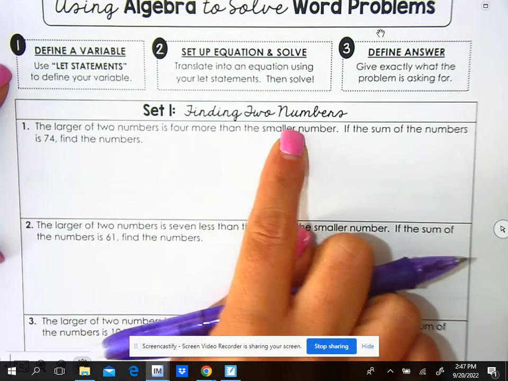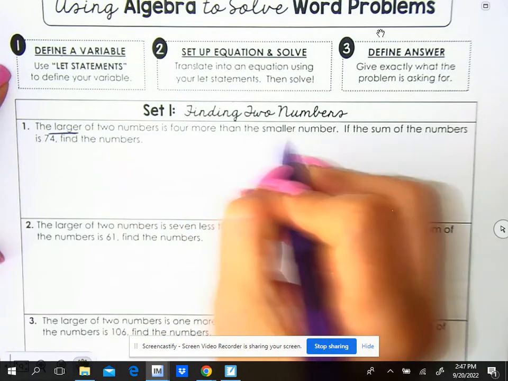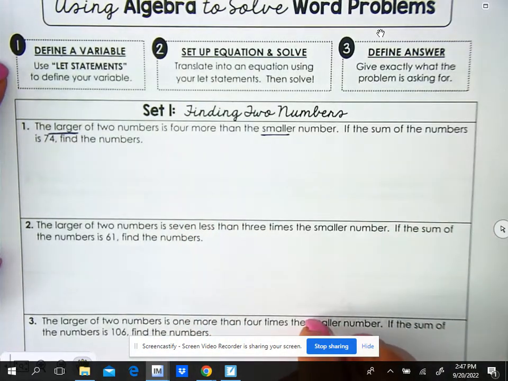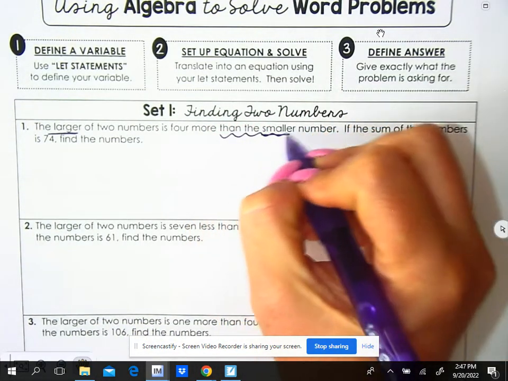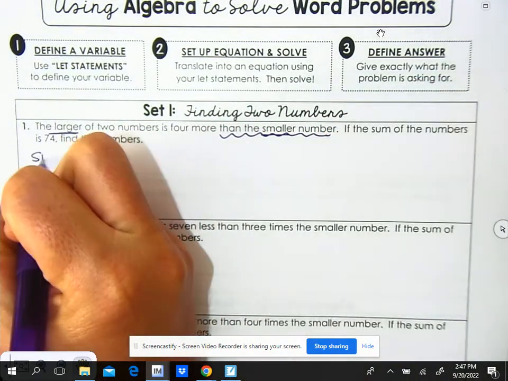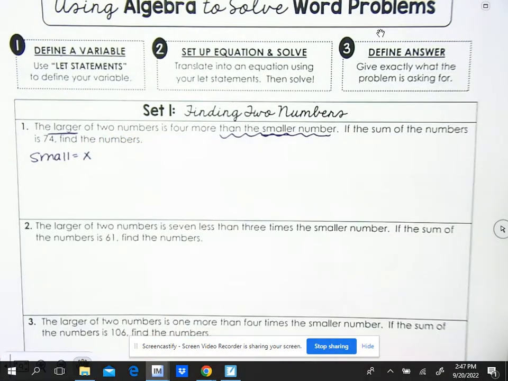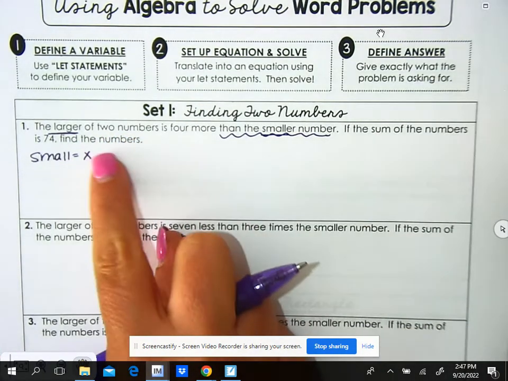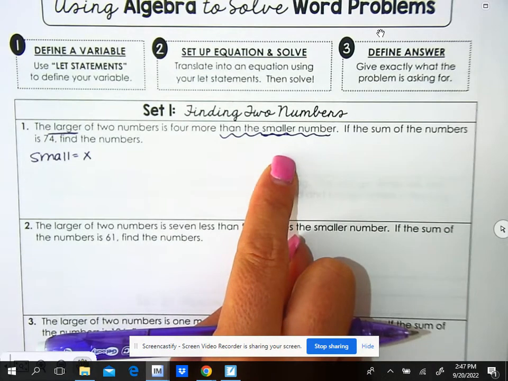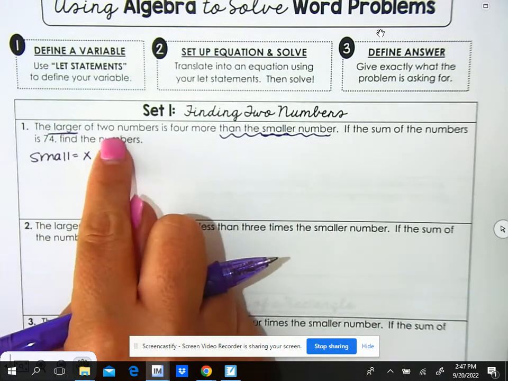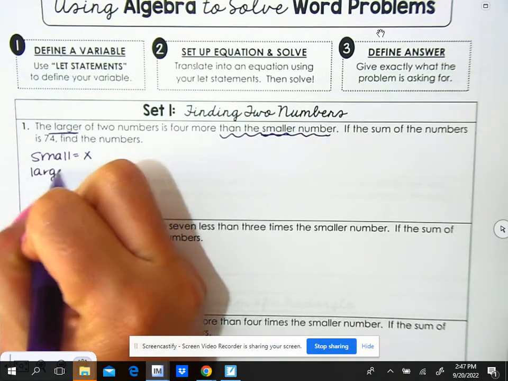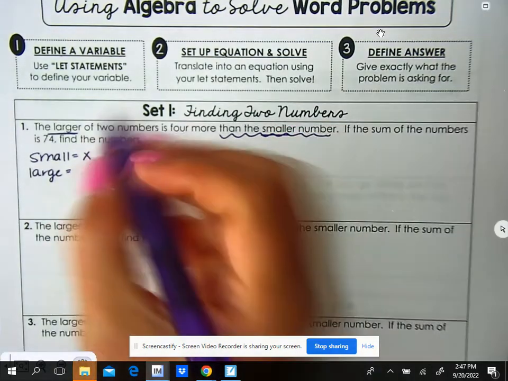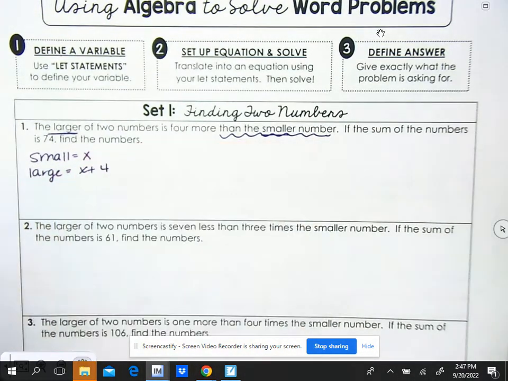So for instance, in the first one, we have the larger of 2 numbers and the smaller. So our 2 variables are the larger and the smaller. Okay, y'all, I will always make whatever comes after my "than" my x. So for this one, I'm going to make the smaller number my x. They are comparing the larger number to the smaller number. So they're saying the larger number is 4 more than the smaller number. So I would take the smaller number and add 4 to it.